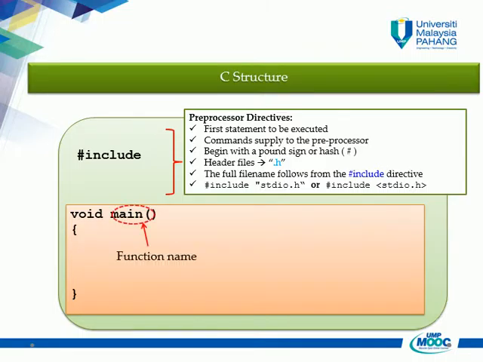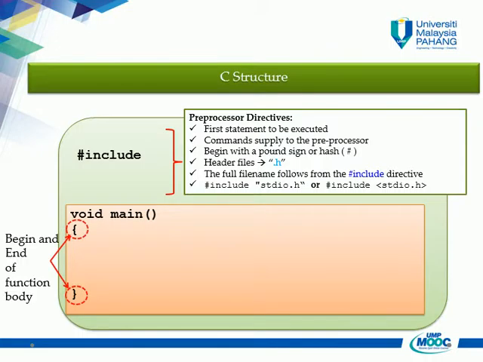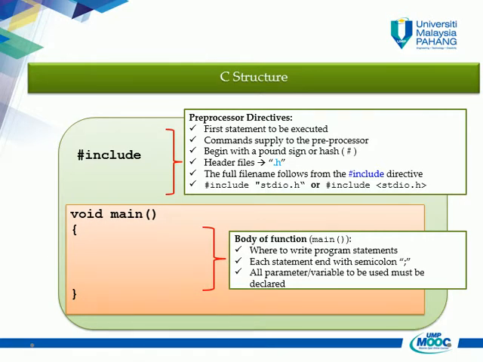After the type of function comes the function name, which here is main, followed by brackets to complete the function definition process. For the function body, it must have curly braces as the beginning and end of the function body. Inside the function body, we can write program statements. Each statement must end with a semicolon. All parameters and variables to be used must be declared in this body.